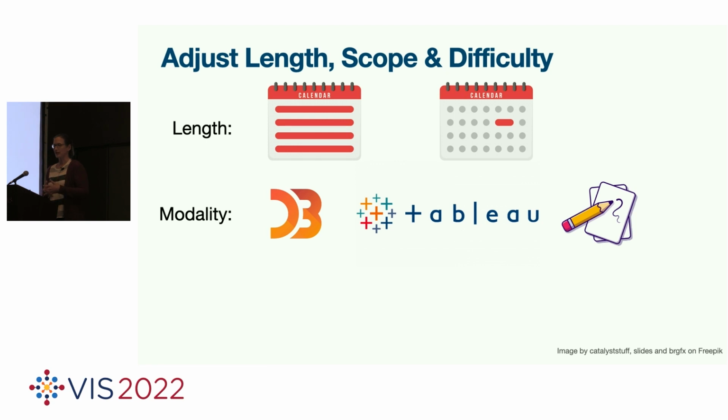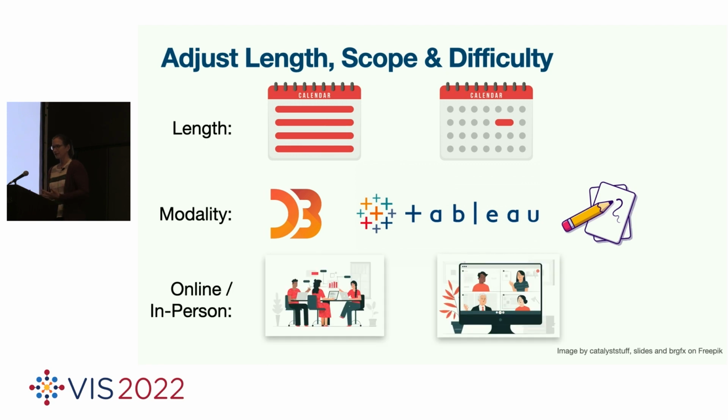Then you should decide on the modality of the design sprint. We have used having students program in D3, using Tableau, or even just using pen and paper prototypes if you teach a workshop where people don't have any programming experience. And finally, you should also adjust the course or the design sprint based on whether you're teaching in person or online, and I'll talk more about that later.